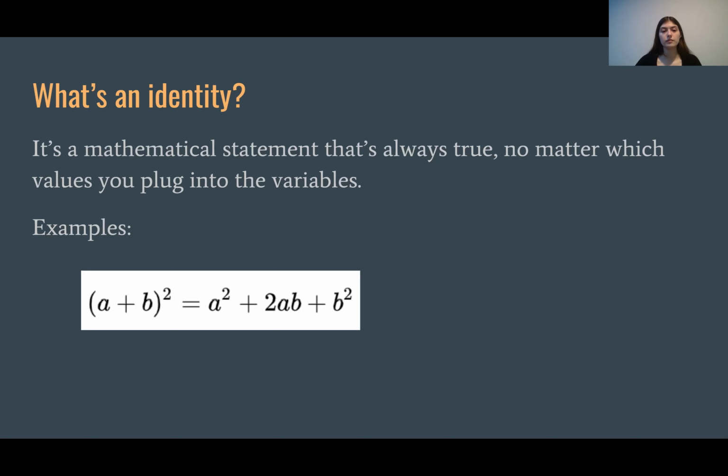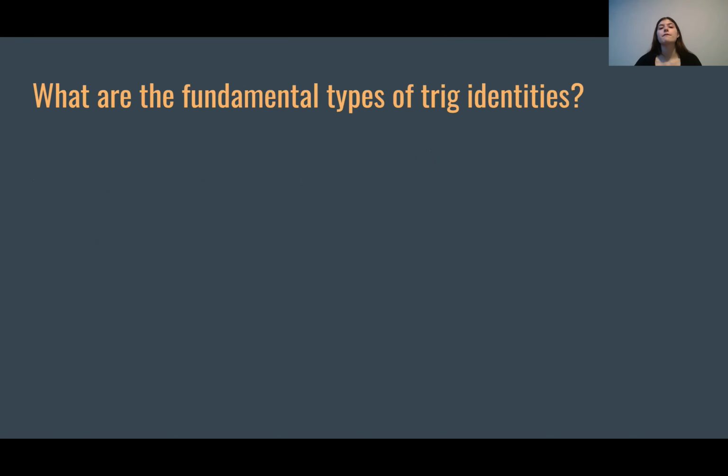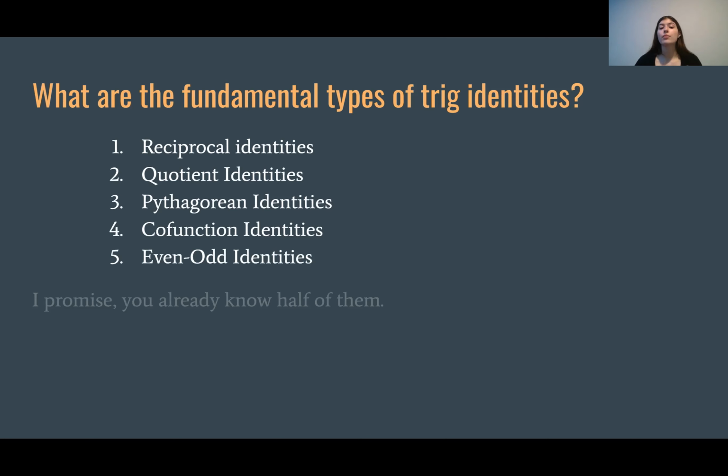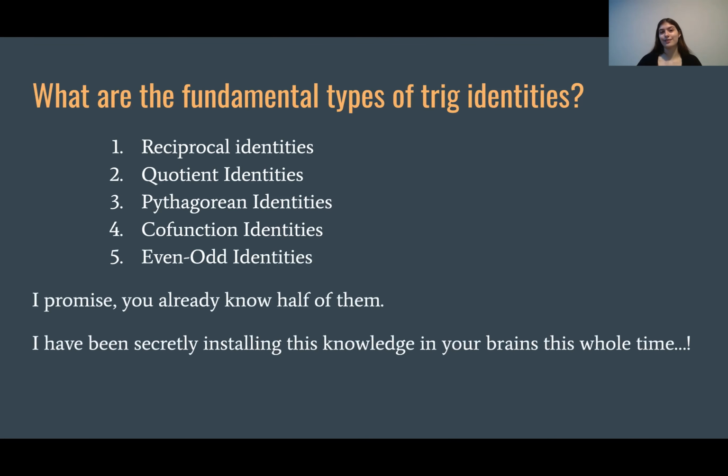Okay, let's keep going. All right, so there's going to be 5 fundamental types of trig identities. Okay, and you don't have to write all of these down just yet because I'm going to go through them one at a time, but just so you guys know, we're going to have reciprocal identities, quotient identities, Pythagorean identities, cofunction identities, and even odd identities. Okay? I promise you already know half of these. I've been secretly instilling this knowledge in your brains the whole time. Okay? So it'll be all right. We're going to go through one at a time. But like I said, you already know a lot of these based on the math that we've already been doing in units 1, 2, and 3 prior to this.